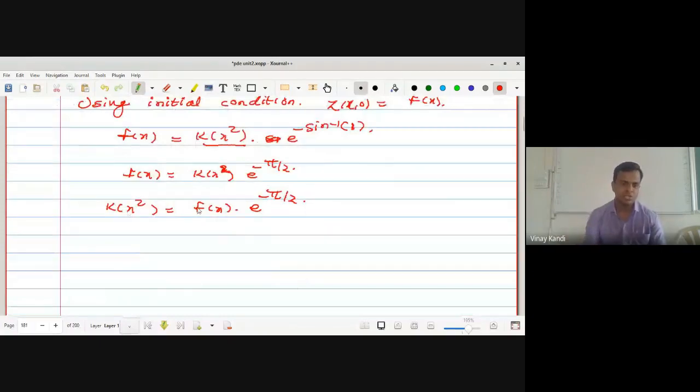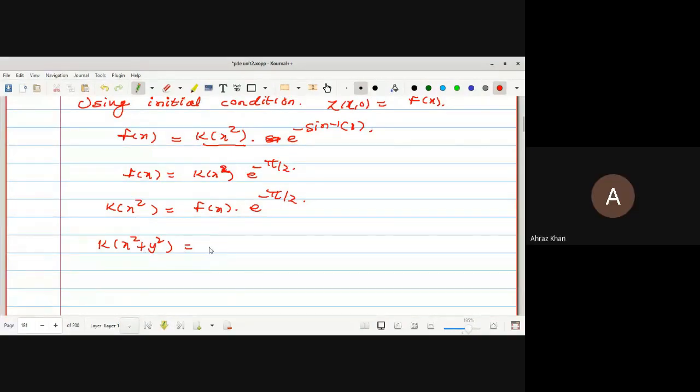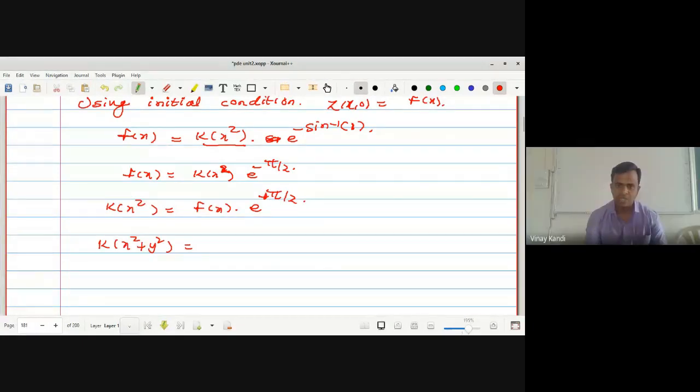Okay, if k of x square is this value, then what is k of x square plus y square? Instead of x square we put x square plus y square. Yes, sir, plus pi by 2 will come. So here we get, if x square is replaced by x square plus y square, then x becomes the square root of x square plus y square. So k of x square plus y square is f of square root of x square plus y square into e raised to pi by 2. So this is equation number 5.